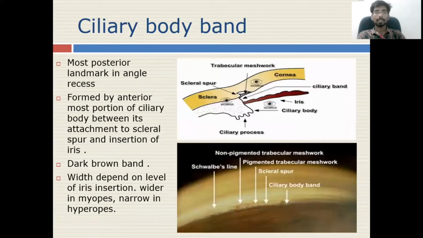Next is the ciliary body band. It is the most posterior landmark in the angle recess. This is the ciliary body band. Its location is between its attachment to the scleral spur and the insertion of the iris. It is a dark brown band. Its width depends on the level of iris insertion. It is wider in myopes and narrow in hyperopes.